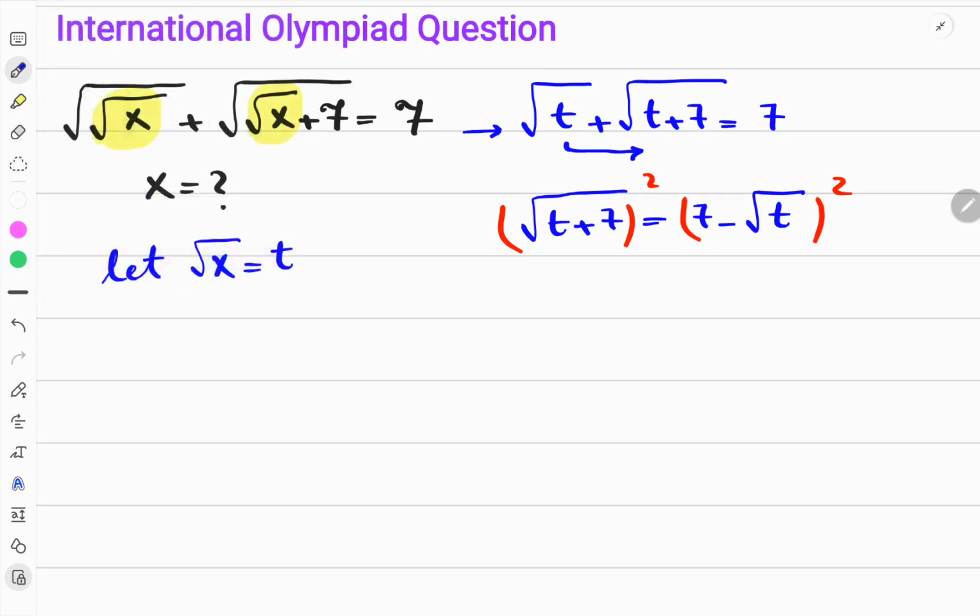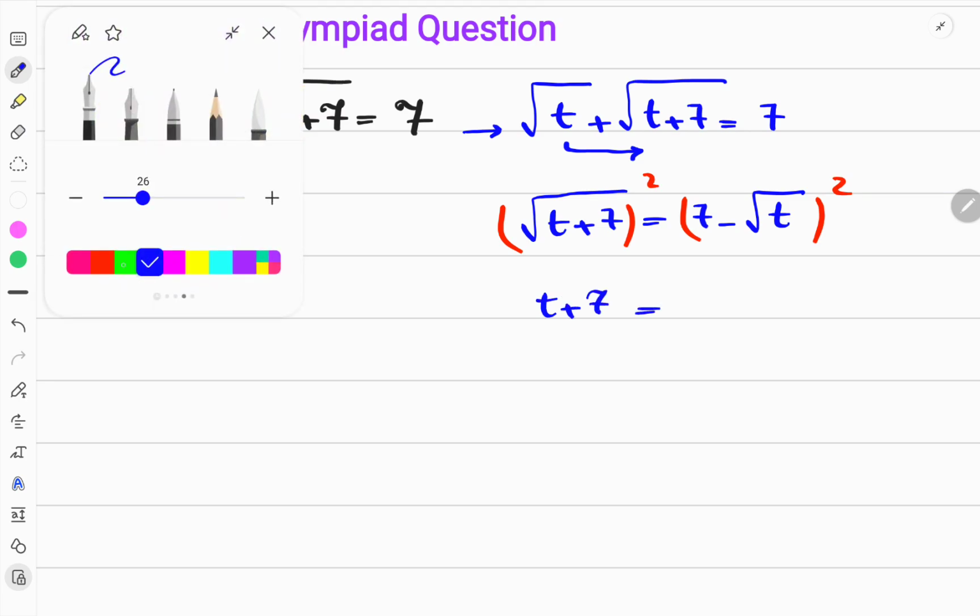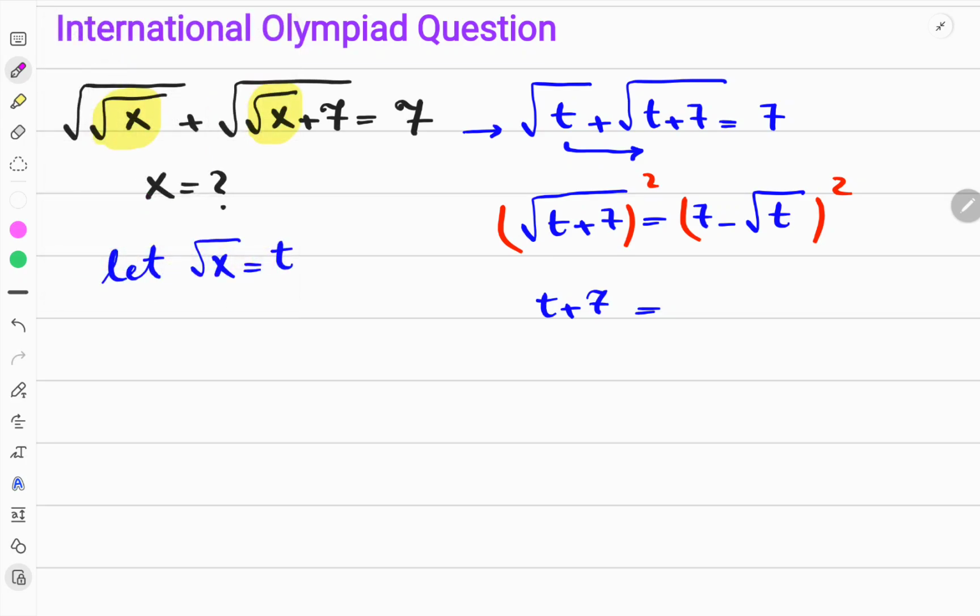Okay, so we have radical t plus 7 squared, so the answer is t plus 7. And for this one, as you may know, this is a square of a binomial, which gives you, let me write here, a minus b squared equals a squared plus b squared minus 2 times a times b.